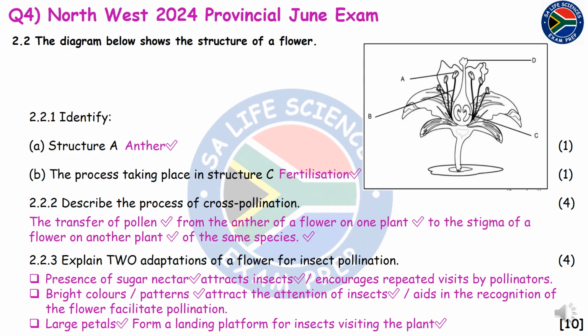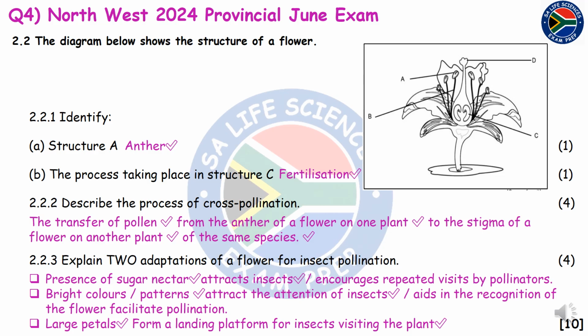So, adaptation number 1 is the presence of sugary nectar. Why does this allow for insect pollination? It allows insect pollination because it attracts the insects. Therefore, it encourages repeated visits by these insect pollinators. Do you see how we referred to the adaptation and we stated how that particular adaptation allows for insect pollination? So that is worth 2 marks.